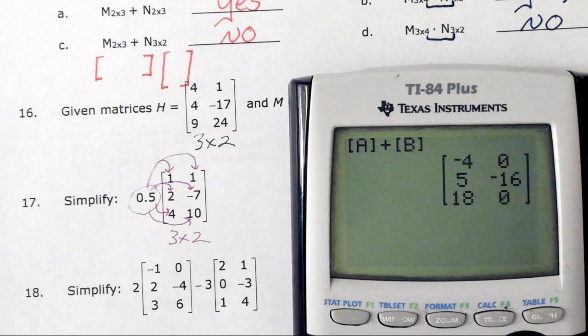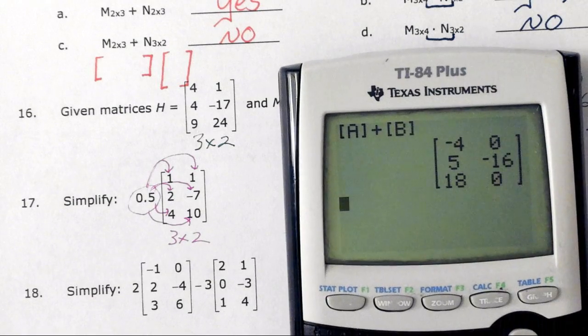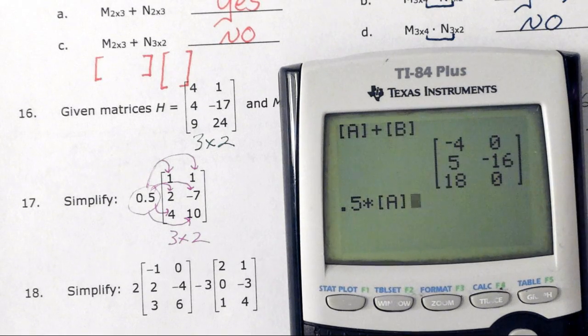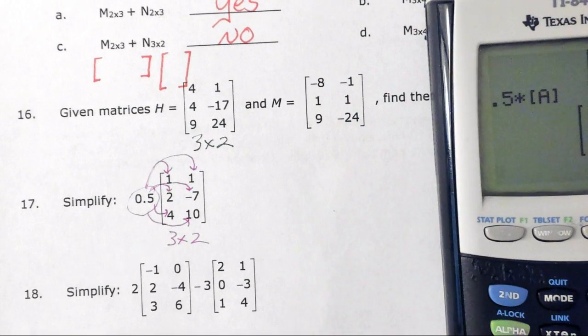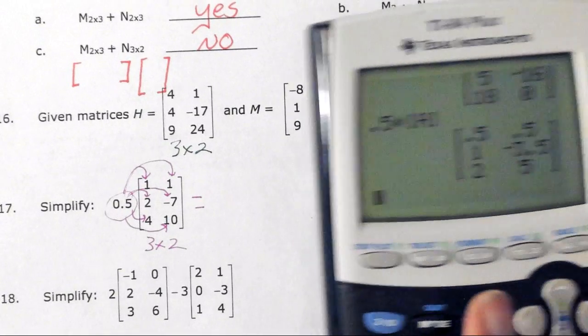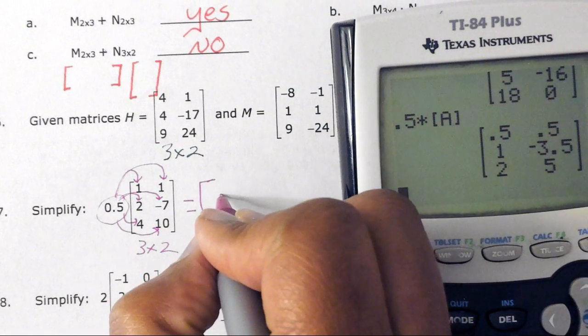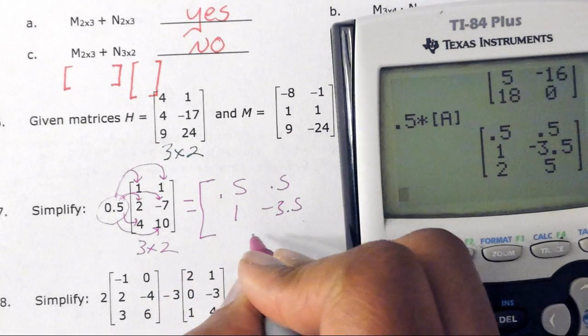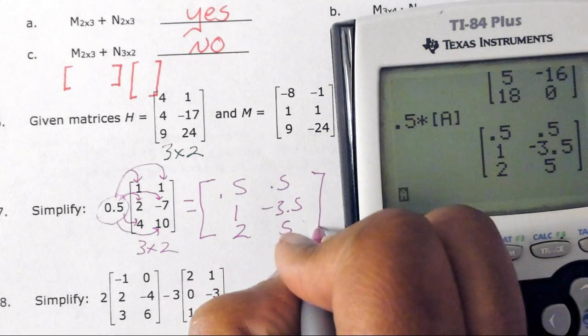Second mode to get right out of there. And now I'm going to type it as it's written. 0.5 times, and I got to go select that matrix again. How did we do it? Second matrix, and we're going to select matrix A because that's where we just placed that matrix. And then once we have it here, press enter and we're done. The calculator does all the work for us. Copy down our answer. 0.5, 0.5, 1, -3.5, 2, and 5. All done.